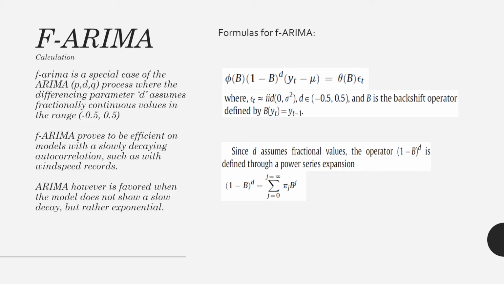On the right-hand side of the slide, you can find the formulas for fractional ARIMA modeling, where you can see that d is an important parameter that ranges between -0.5 and 0.5. d would typically be 1 or 2 in a normal ARIMA model.